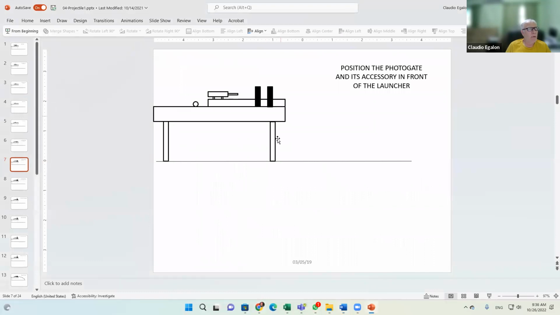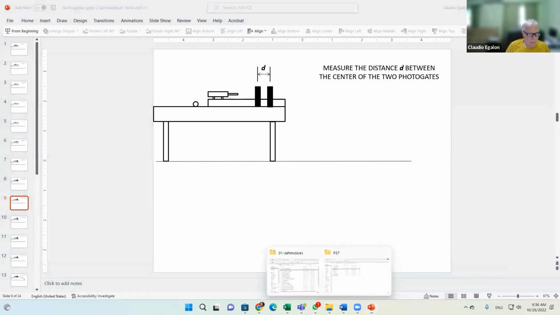Here we have the two photo gates. One is the photo gate, the other is the accessory. The real photo gate has that little LCD screen that tells you how long it takes for the projectile to pass through the distance between the two photo gates. In the experiment, we place those two photo gates at distance D. This distance D is 10 centimeters, and we measure it with the ruler.